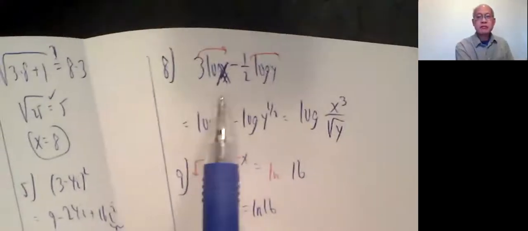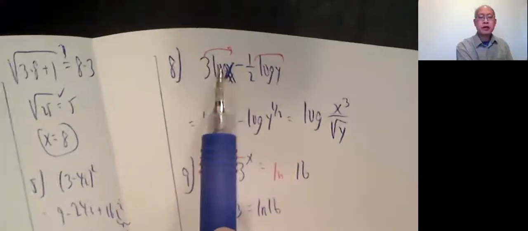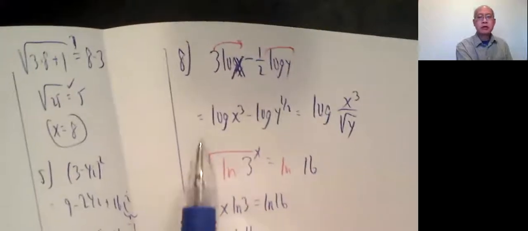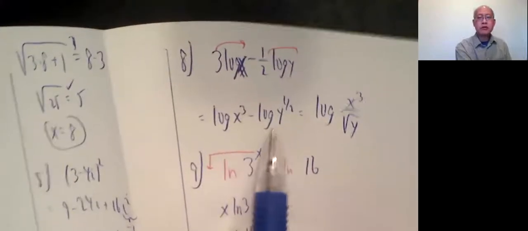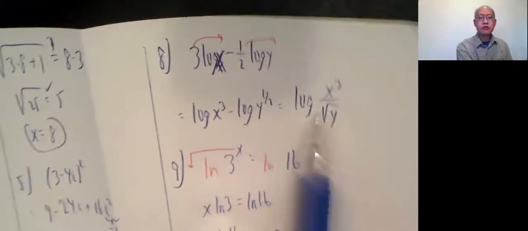Number 8, 3 log x minus 1/2 log y. The coefficients can come back up as exponents, so 3 goes up, half goes up: log x cubed minus log y to the half. The minus sign here means make it a quotient, log of x cubed over y to the half, which means square root of y.